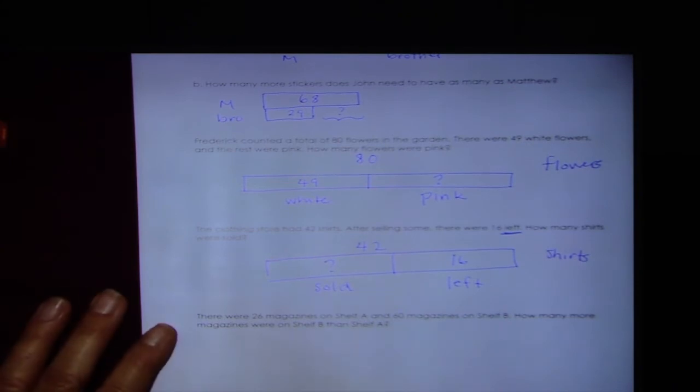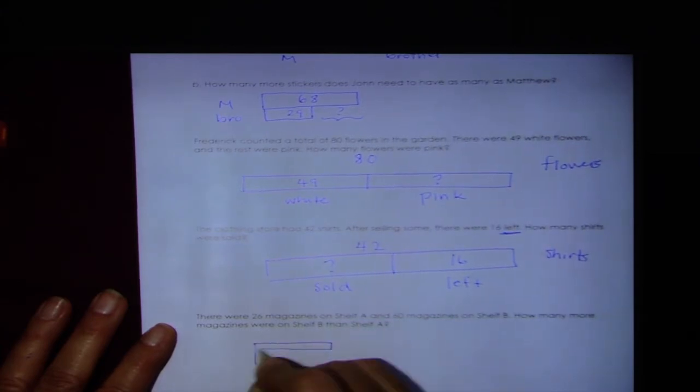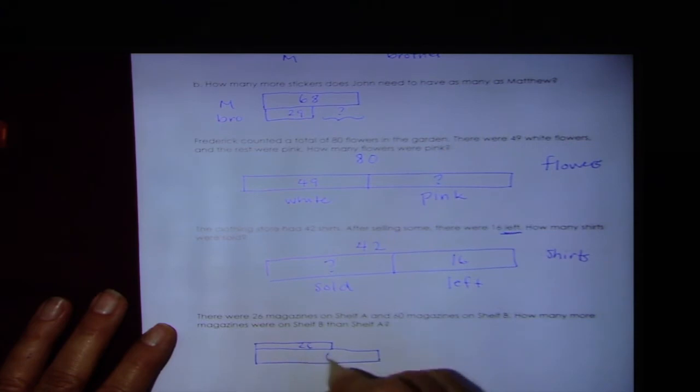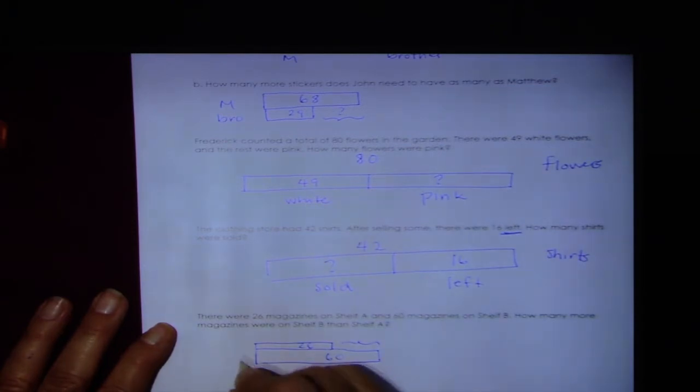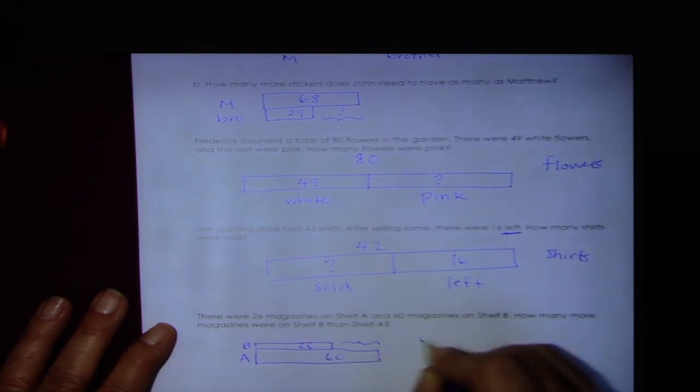26 magazines on shelf A, 16 magazines on shelf B. How many more magazines? So I can have my 26 on the top and my 16 on the bottom. We're still finding the difference. And I'm not labeling well because I know how late we are. This was shelf A, B, and this is about magazines. The last one even has an asterisk.